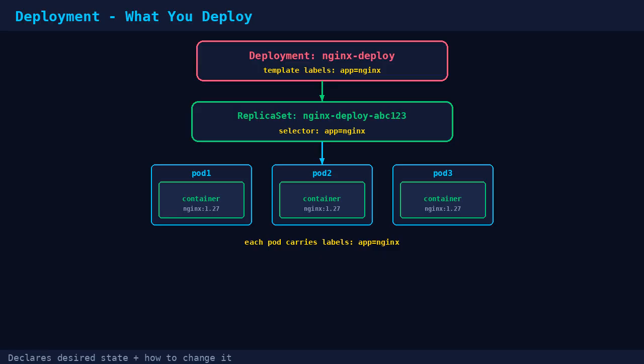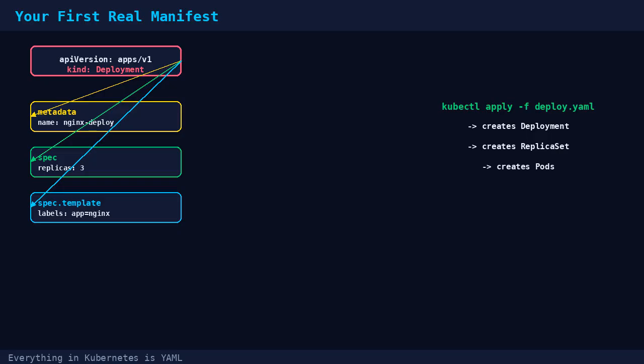Third, the deployment. This is what you actually deploy. It declares the desired pod template, the replica count, and how to change it safely. Rolling updates, rollbacks, all of that lives here. The rule of thumb for 90% of your workloads is simple: use deployments. Now let's look at your first real manifest.